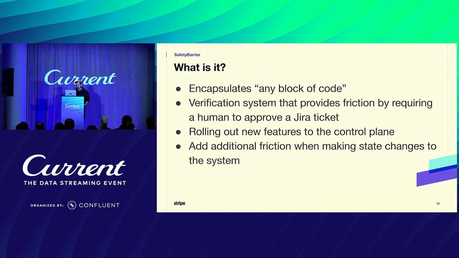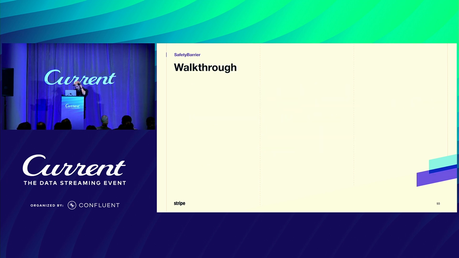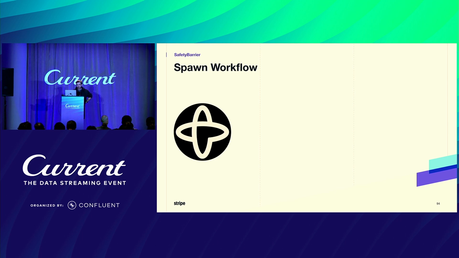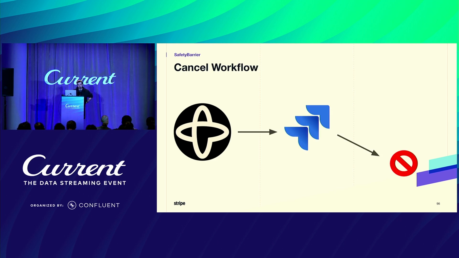And like I said, it applies additional friction. Another example of when we use the safety barrier is when users reduce the retention on their Kafka topics. We have the safety barrier prevent that operation from happening, so that we make sure there's no risk of data loss. So, more of a pictographical walkthrough: imagine that you spawn some workflow. It then creates a Jira ticket. Then you can either disapprove or approve the operation, and it'll run like that.